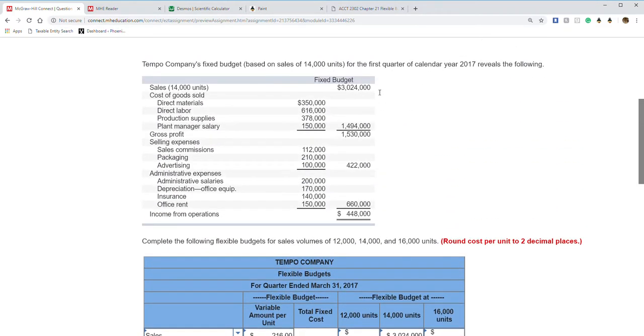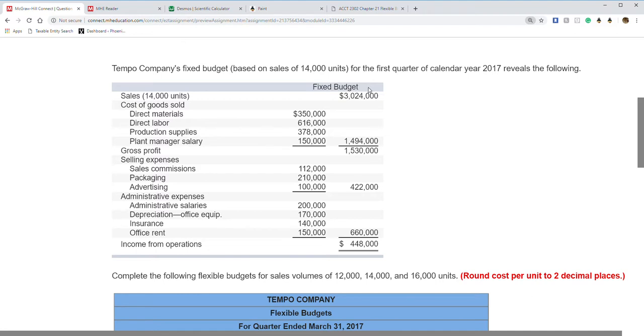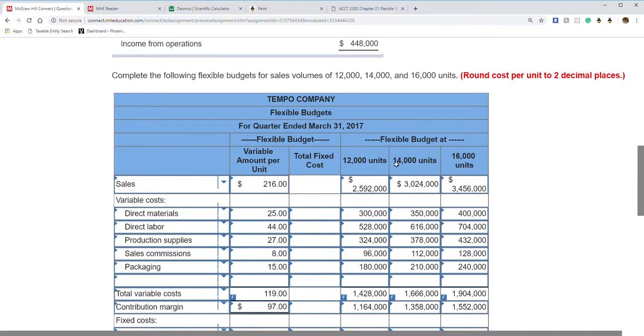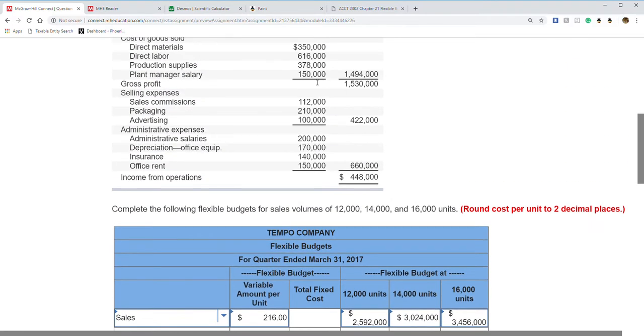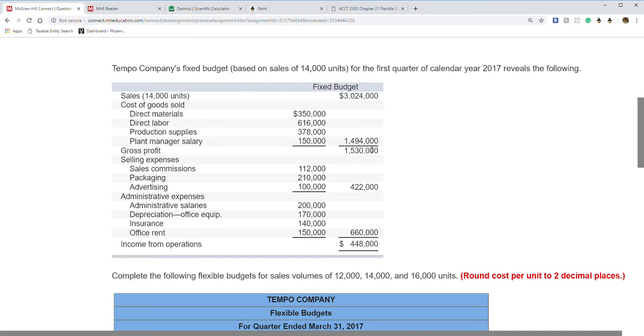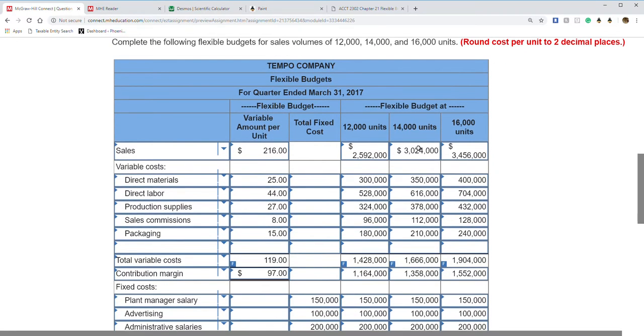What we've got here though is that they've actually provided us with one of the units. They budgeted 14,000 units, so we can go ahead and put the 14,000 units here. Now, I know on your homework this is going to be totally blank, so try to follow along with the steps, okay? So, we can put this middle one, all the numbers in, and then the next step that you will do with this problem is you're going to take the cost and divide it by the total units. This is how we get the variable amount per unit.